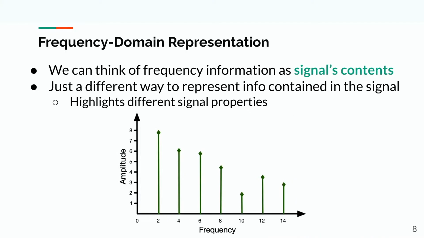And so if we think about this a bit more technically, and I'll try not to get too technical, we can represent our previous signal in the frequency domain. So instead of looking at it as a function of time, we're looking at it as a function of frequency. And we can think of this as the signal's contents. But in fact, it's just a different way to represent the information that's contained inside the signal. It highlights different signal properties.